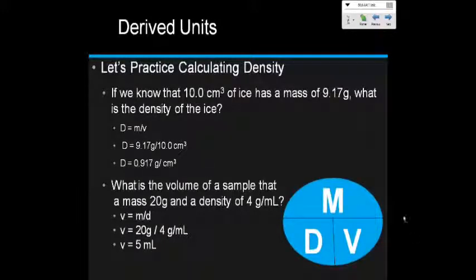All right? Now, the way we know what our units are here, if you can just memorize them. You can memorize that volume is milliliters or centimeters cubed, density is always grams per centimeters cubed or grams per milliliter, and mass is always grams. You can memorize them or just use your formulas to figure those out.